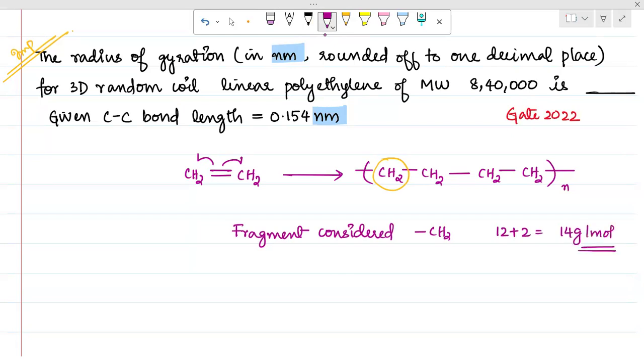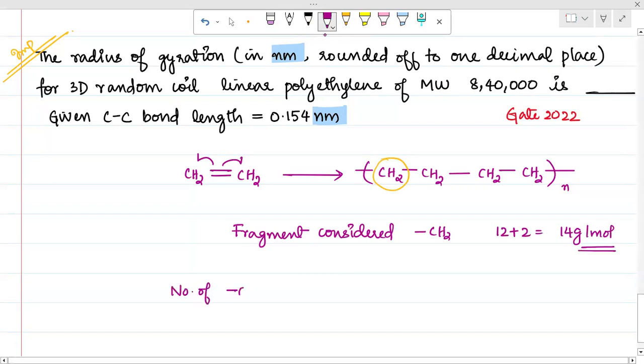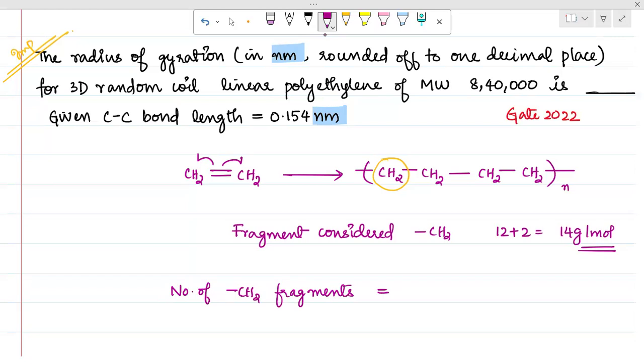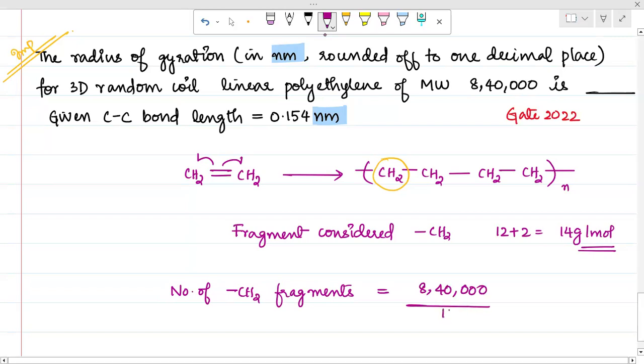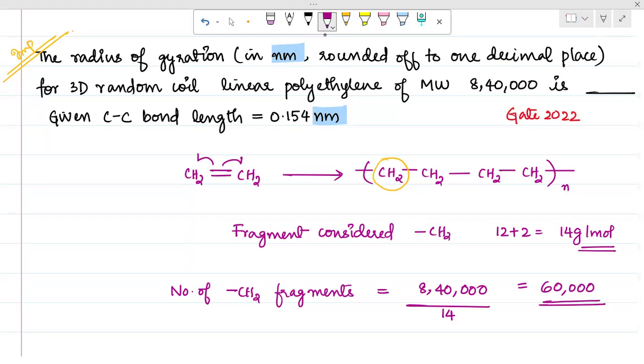So from which we'll get N, the number of fragments in the polymer. The number of CH2 fragments in the polymer can be found by dividing the total mass of the polymer, 8,40,000, by the mass of one fragment, which is 14. So you will get the value of N as 60,000. Now you have to find the radius of gyration, for which you have to know N and you have to know L as well.